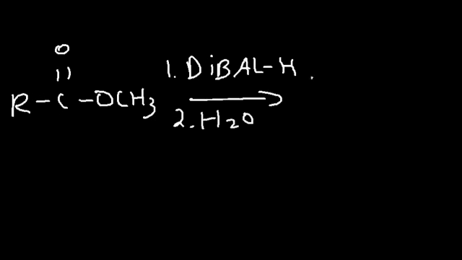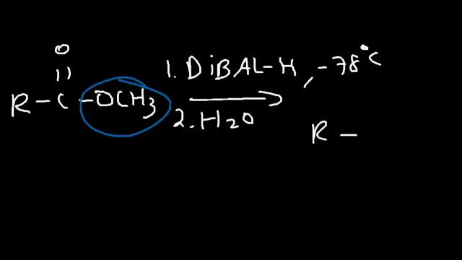And this reaction, you want to carry it out at negative 78 degrees Celsius. What's going to happen is it's going to replace the OCH3 group with a hydrogen. Notice that it only has one hydrogen attached to it.